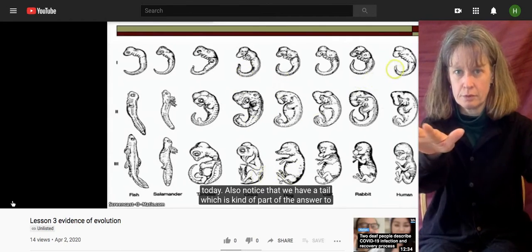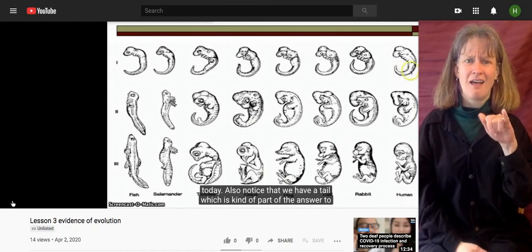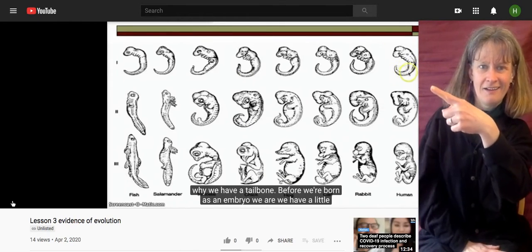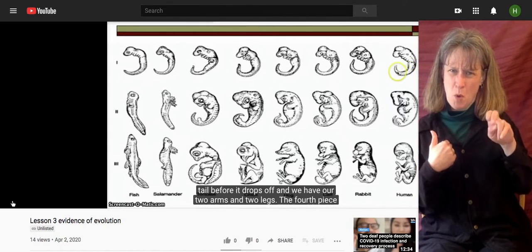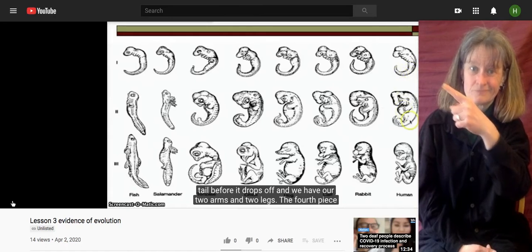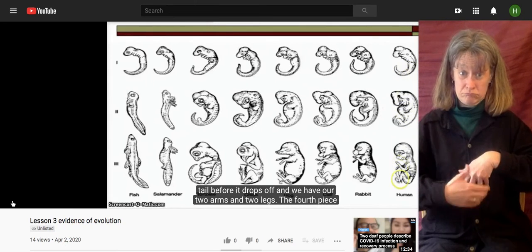Also, notice that we have a tail, which is part of the answer to why we have a tailbone. Before we're born as an embryo, we have a little tail before it drops off, and we have our 2 arms and 2 legs.